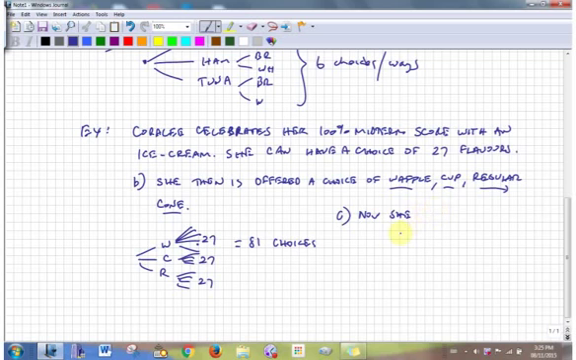Now, hopefully she has a big appetite, because she can get 2 scoops.